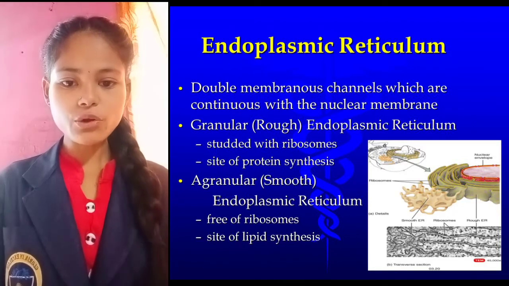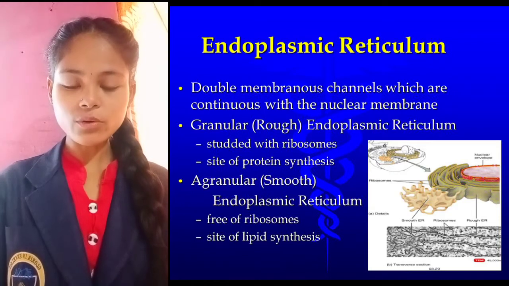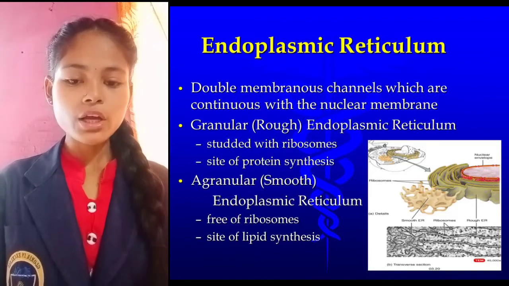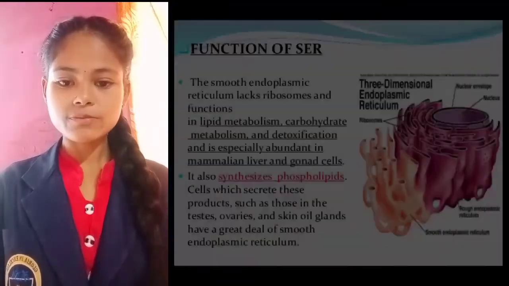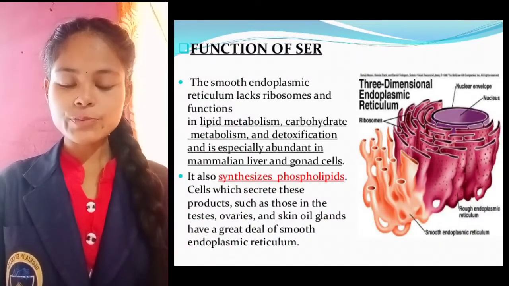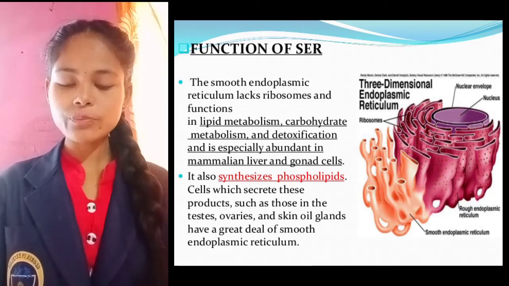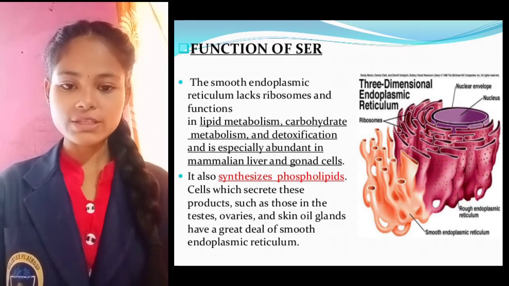Now, what is the function of rough endoplasmic reticulum? The function of rough endoplasmic reticulum is to synthesize protein, and the function of smooth endoplasmic reticulum is to manufacture fats and lipids. As soon as these fats, proteins and lipids are manufactured in different types of endoplasmic reticulum, they are transported from place to place according to the requirements of the cell.